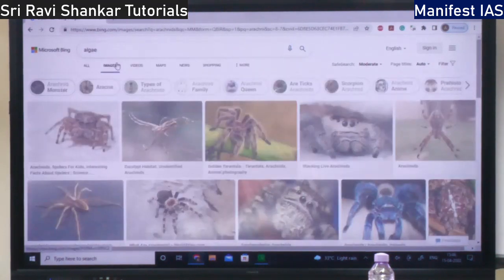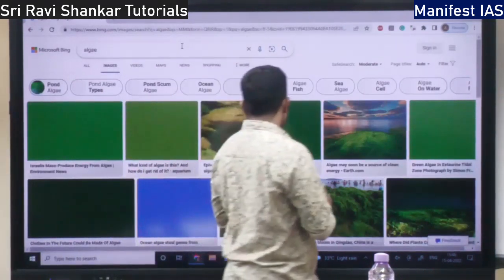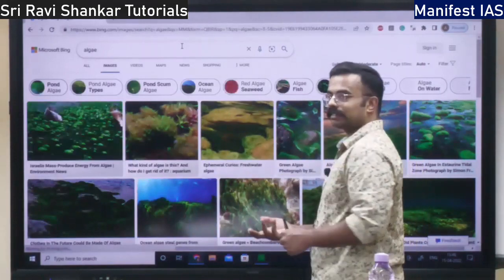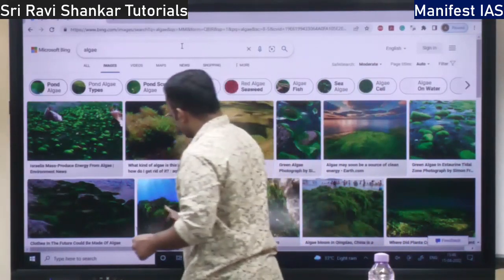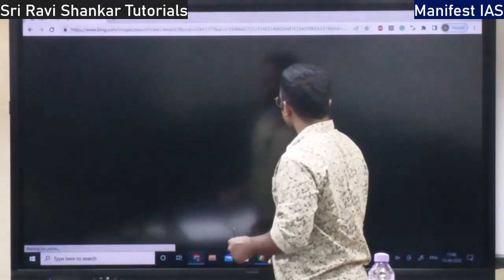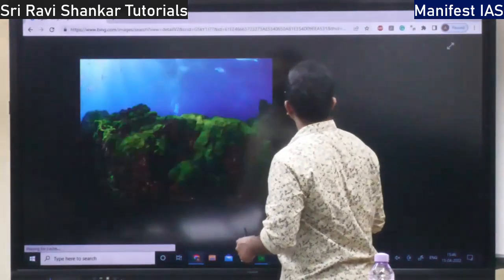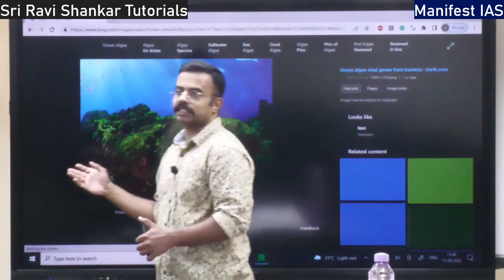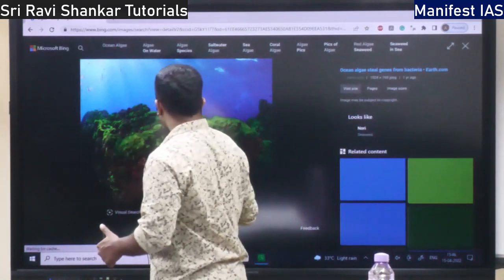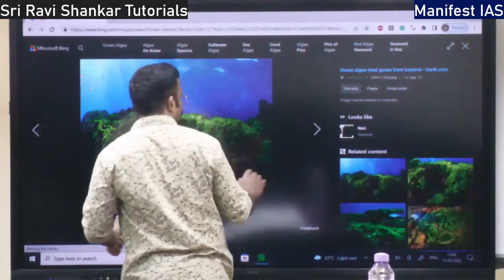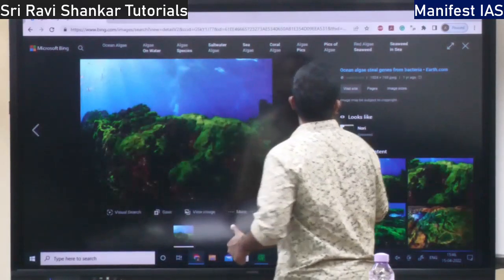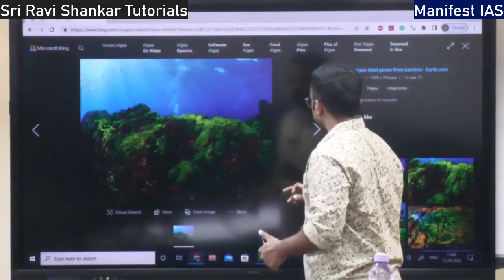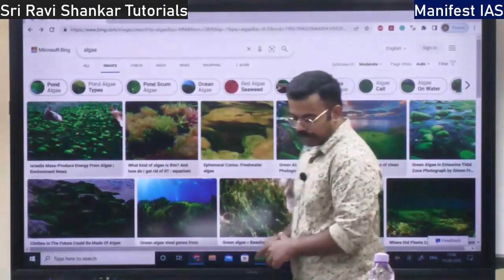I think I have shown it already under algal bloom. I will show it again. So this is about the algae. See, these are the algae, as simple as that. You know, in the hill stations and all, the green type that you see, that is the algae. They can produce their own food.